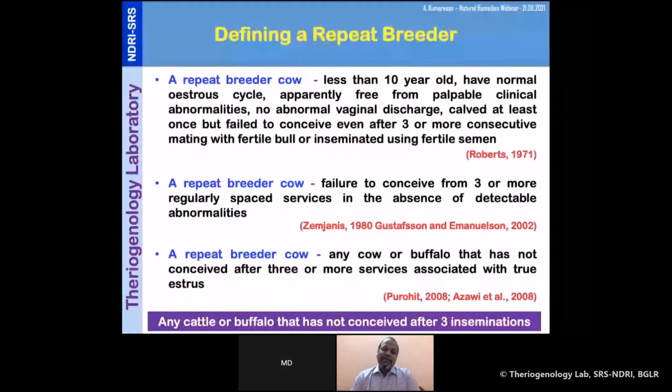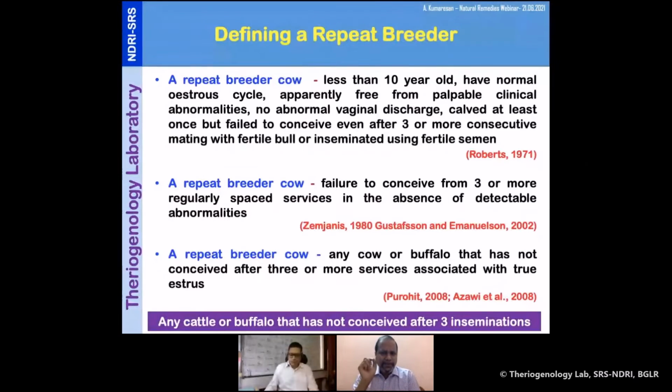You may think, what is the definition? Everybody knows. If the animal is not conceiving after 3 inseminations, then it is a repeat breeder. It's not actually so. The perfect terminology used to define a repeat breeder was something different in the 1960s and 1970s. I have reproduced it word by word, because the wording is very important for designating a cattle as a repeat breeder.